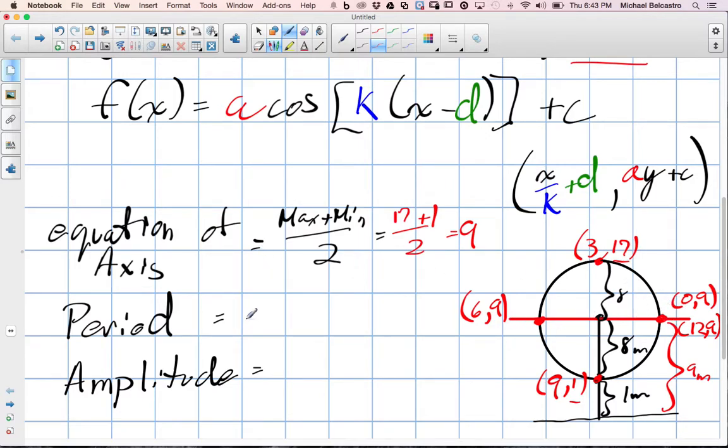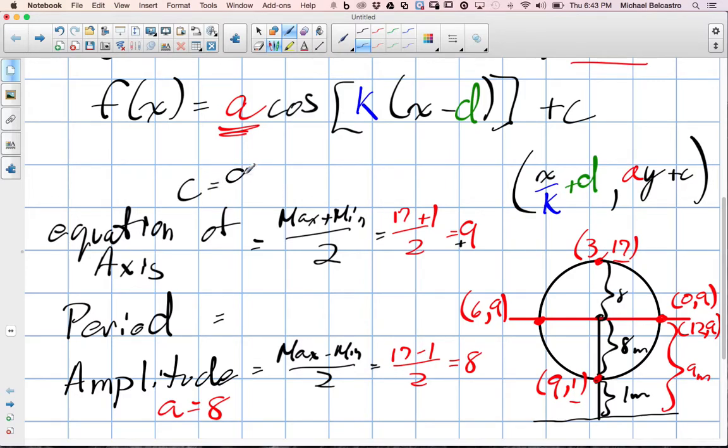How about the amplitude? Do you know a formula for the amplitude? Max minus min over 2. Okay, which leaves us with those same values before, 17 minus 1 over 2, which gives us a value of 8. Great. So the amplitude is actually our a value. You can almost think of a representing amplitude. So we already know that our a value is going to be 8 in this case. The equation of the axis is essentially where our c value is going to be. So if that's positive 9, that means our c value is going to be 9.